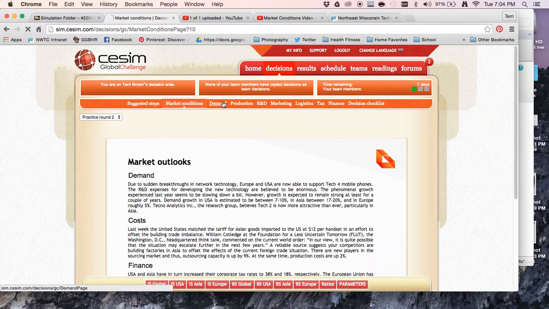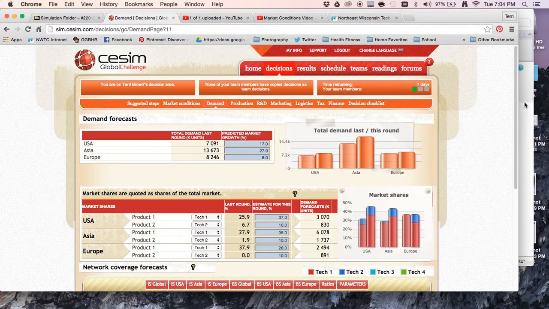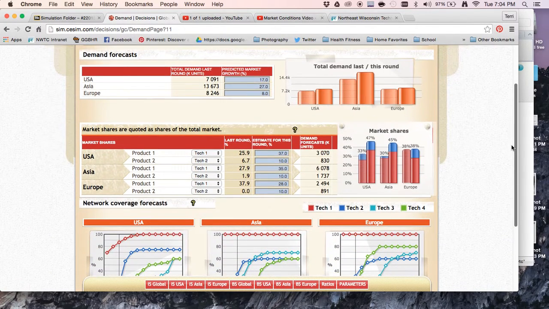So back to demand then. As I look at demand, this middle section, now that I have my technologies there for product 1 and product 2, or Tech 1 and Tech 2, these are my market share predictions. Everybody starts with the same market share. So if there's 5 teams, everybody has 20% of the market share. So what you're trying to do is take market share from your competition, from the other teams, okay? So as you do this, you want to increase it.